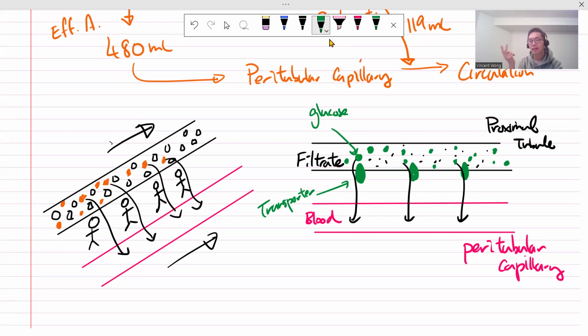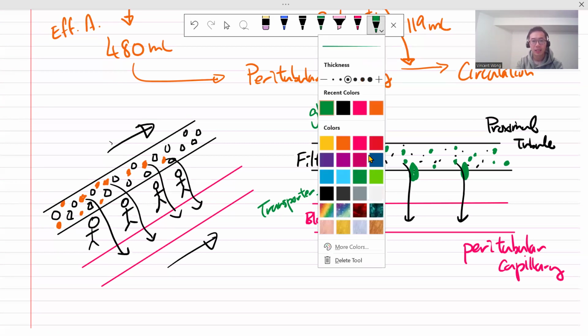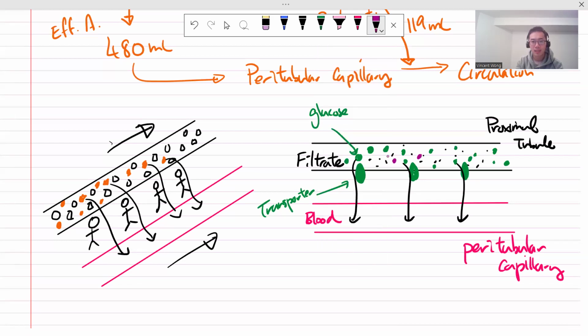Okay, so two things to take away from here. Number one, to absorb the molecule, I need to have a transporter. Let's say there are these purple ones. To absorb the purple ones, I need to have a purple transporter. That's the number one thing to take away.